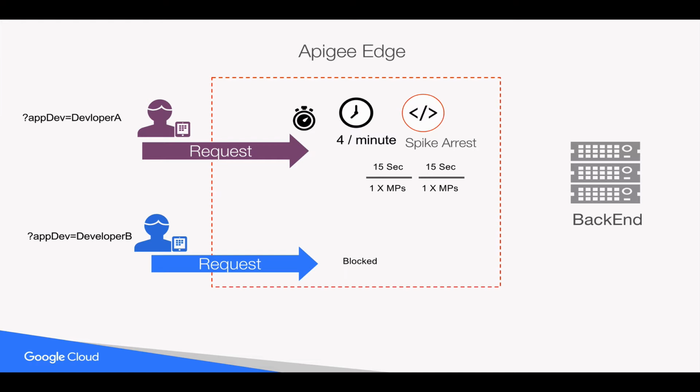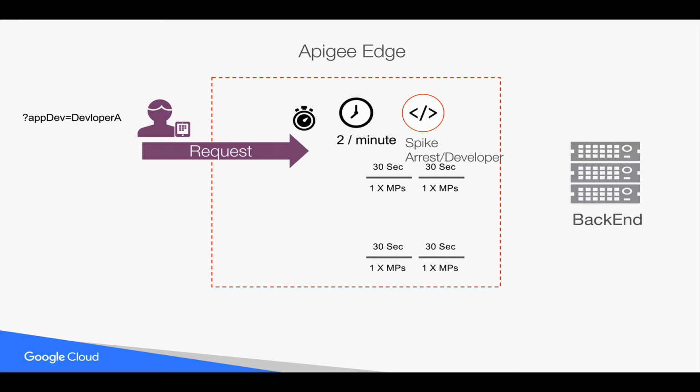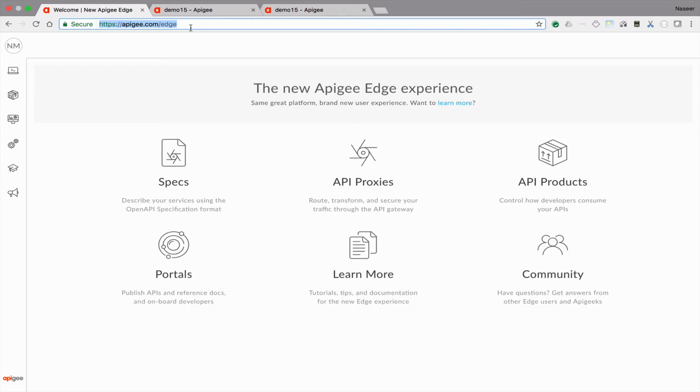Let's see how to do that. This can be done using an identifier element of the spike arrest. With this, if developer A already uses available limit, developer B can still, in the same time period, independently exercise his limit. Let us create the spike arrest policy with the unique identifier element.